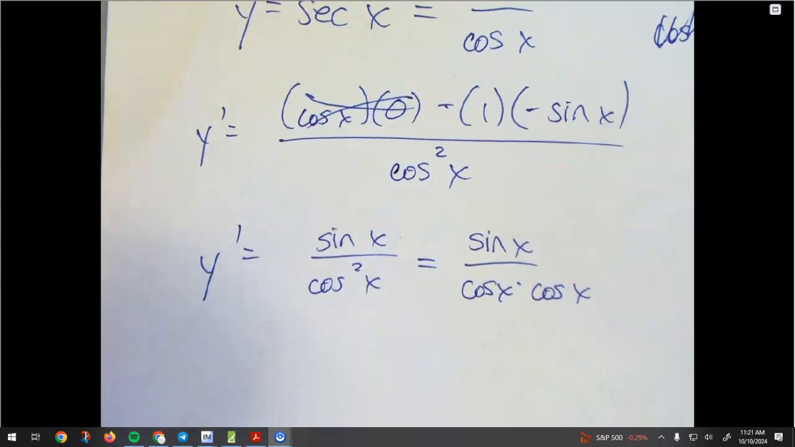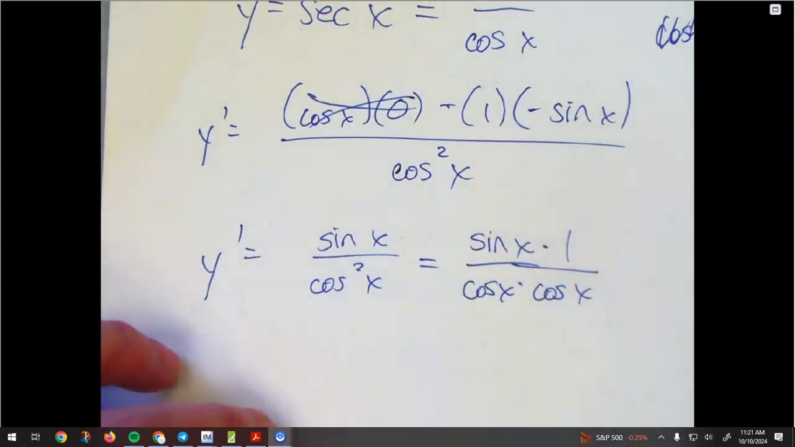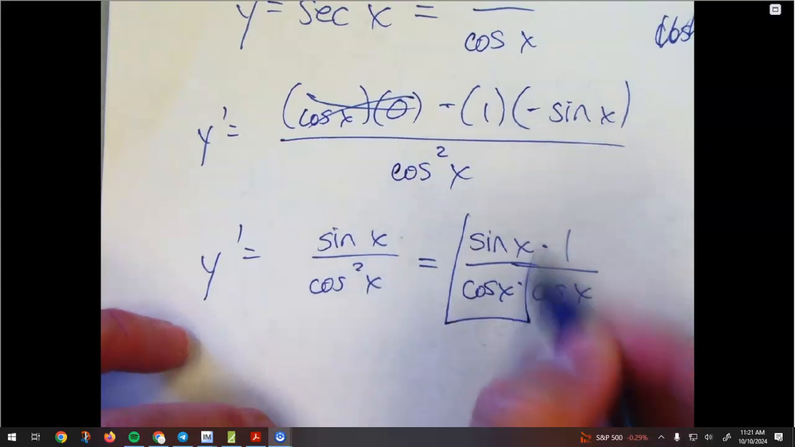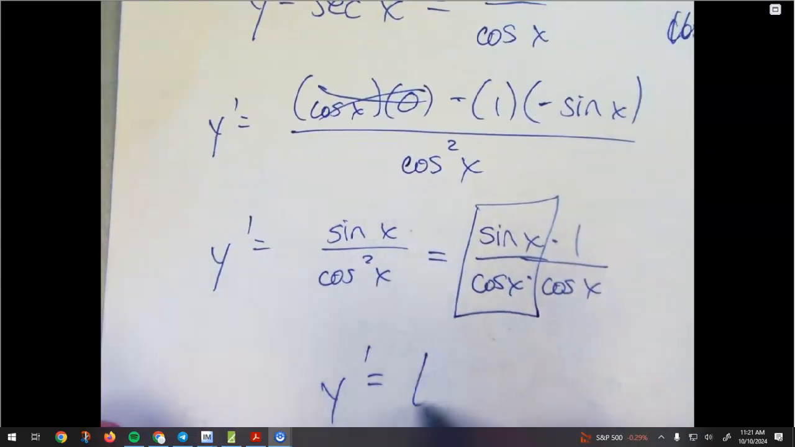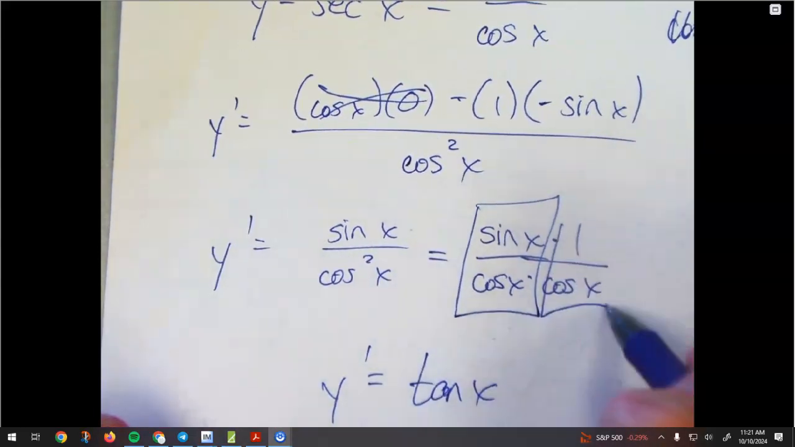Cosine of x times itself is squared, right? Would you agree that I could write it like that at the top? Just put like a times 1. And then what is sine over cosine? It's tan. And what is 1 over cosine?